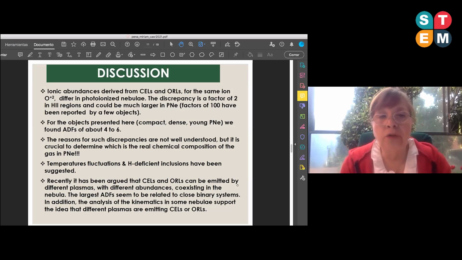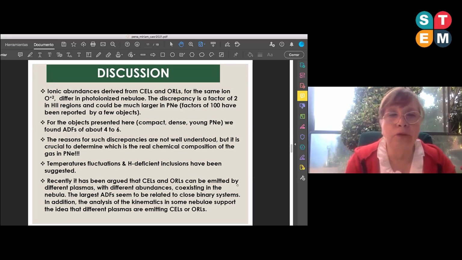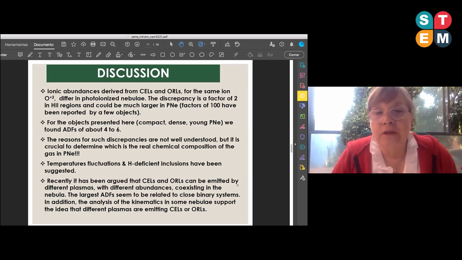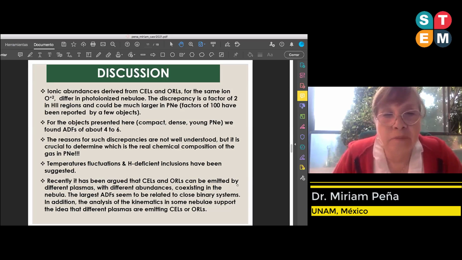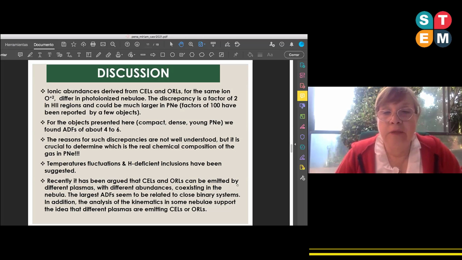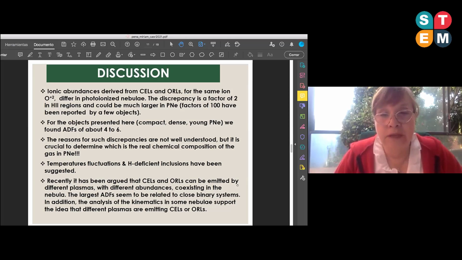However, it is crucial to determine the real chemical composition of the gas in the planetary nebulae. It's very important to determine the real chemical composition. It has been suggested that temperature fluctuations in the plasma or the inclusion of hydrogen-deficient clumps in the plasma could be responsible for this difference between the chemistry predicted from CELs and that predicted from ORLs.